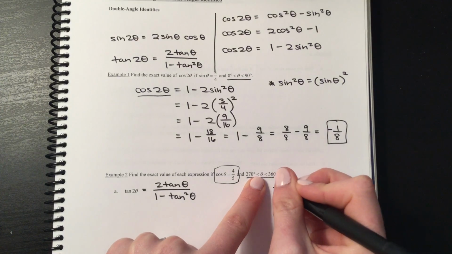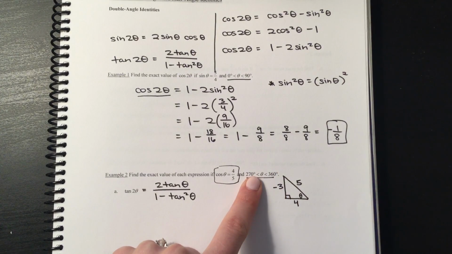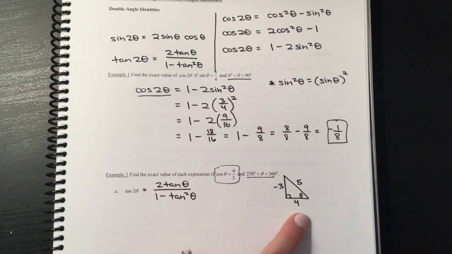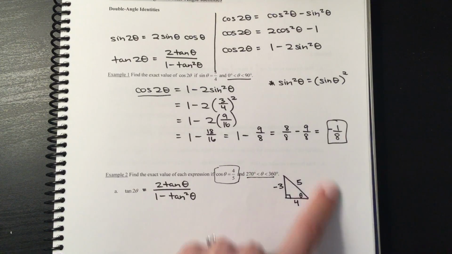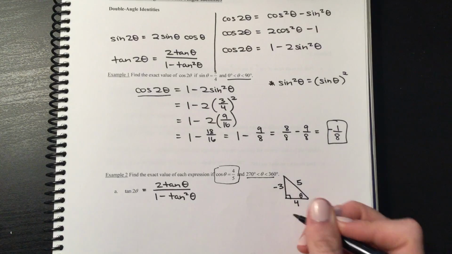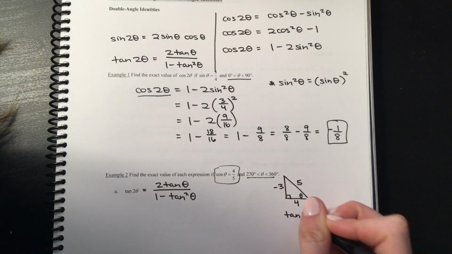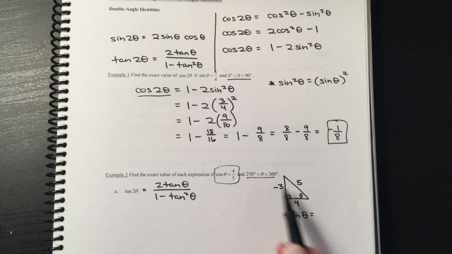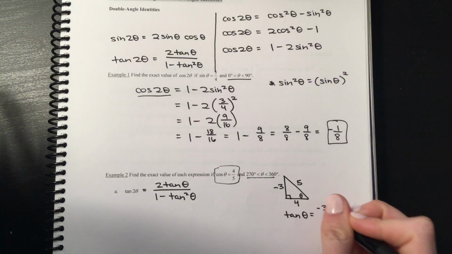Important though, it's going to be -3 because I'm in the 4th quadrant, so that means my y values will be negative and my x values will be positive. So this is my triangle here, and I need to make myself a little note that tangent of this angle, opposite over adjacent, will be -3/4.